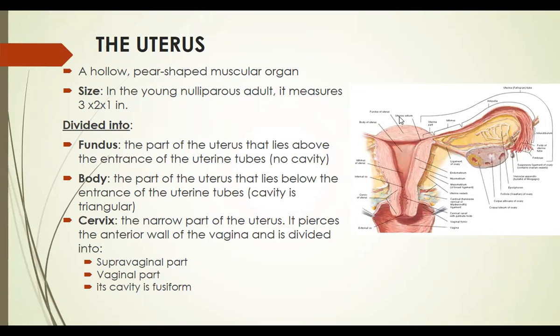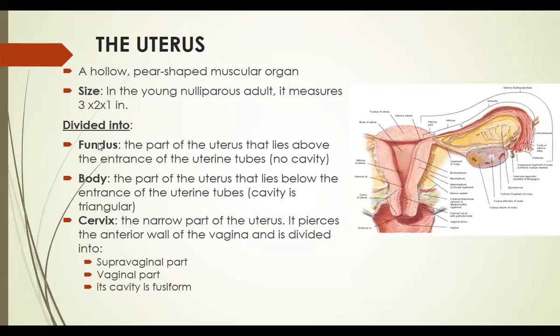But if the lady becomes pregnant, this uterus becomes very much enlarged because it has the capacity for hyperplasia as well as hypertrophy. Then it becomes not only a pelvic organ, it becomes an abdominopelvic organ, and the size will be much bigger, huge size. But in case of nulliparous, it will be just 3 inches into 2 inches into 1 inch.